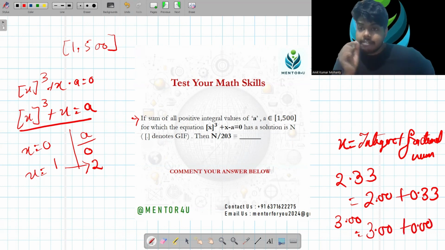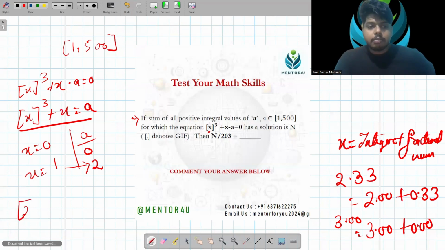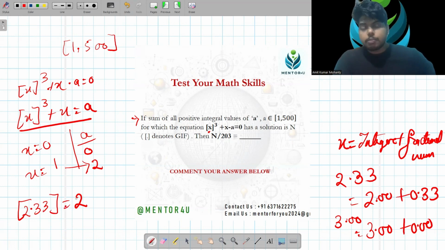So what I know is that every number x in this situation can be represented as an integral value plus a fractional value. Clear? Now, what does this greatest integer of x indicate here? The greatest integer of x is a function which removes the fractional part from a number. Clear? So if you give greatest integer of 2.33, the output will be 2. Why? Because it removed the fractional component which was 0.33 here.